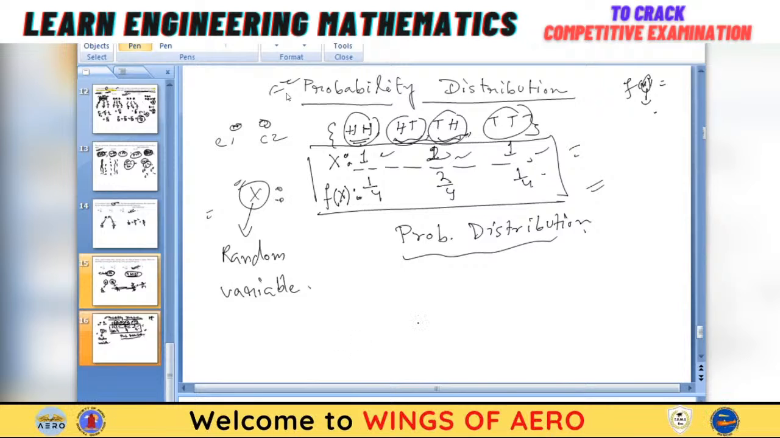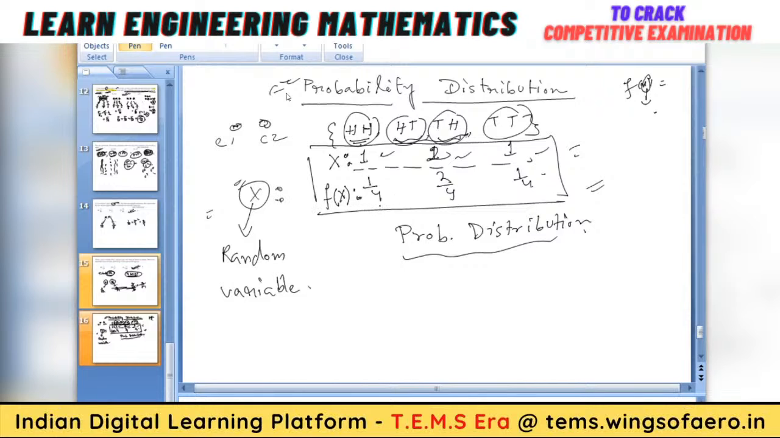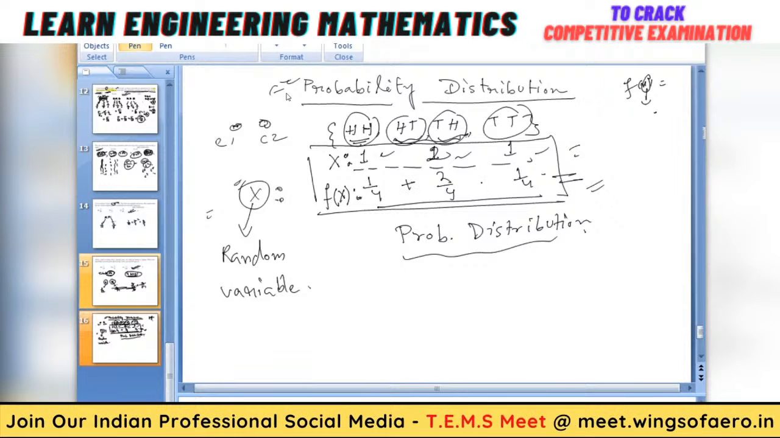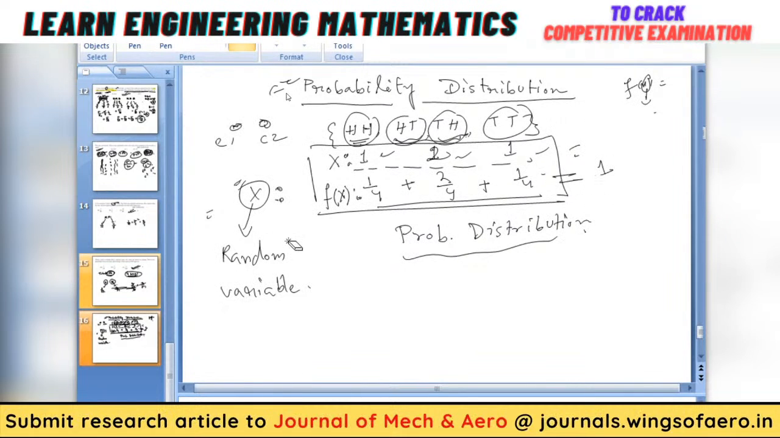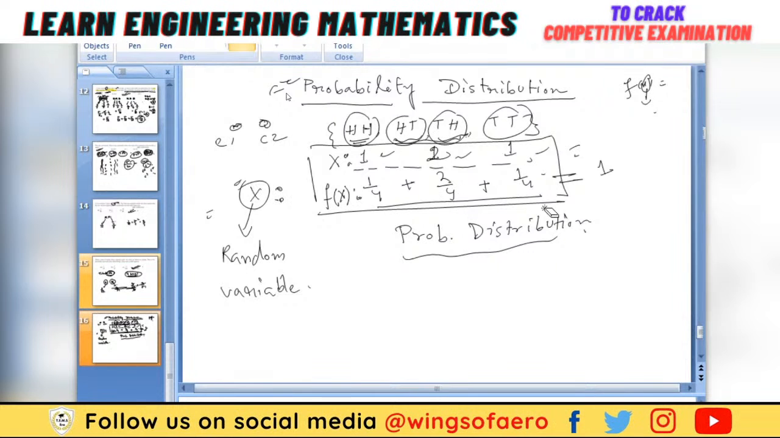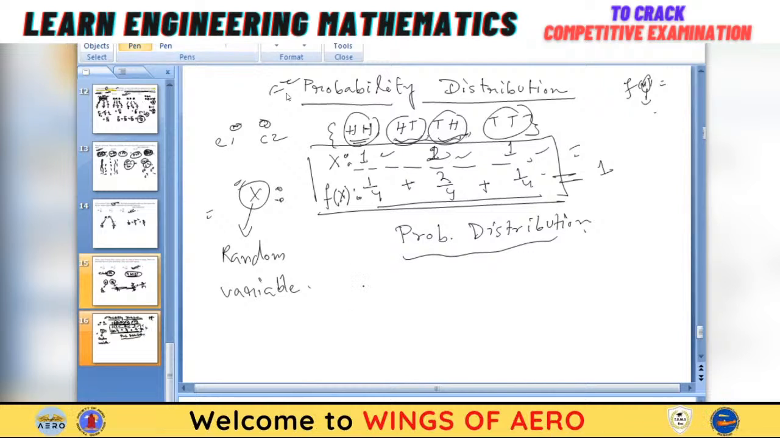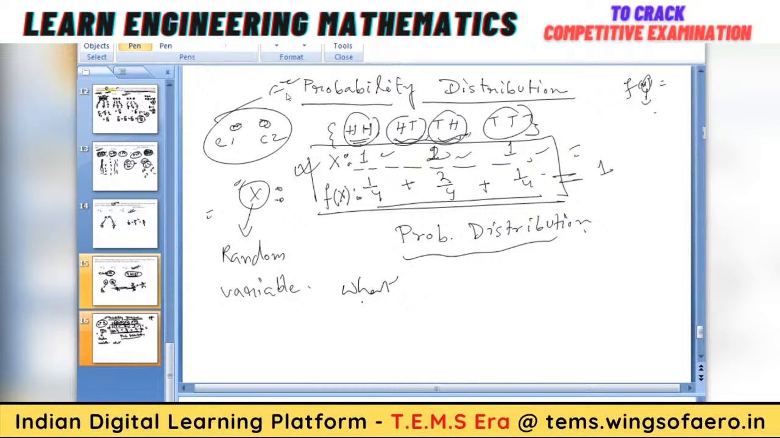Okay, some very nice properties. If I add all these probabilities, it will be 1. Look at this. In any case, it will be 1. 1 by 4 plus 2 by 4 plus 1 by 4, if I add, this will be 1. Similarly, this is the probability distribution for two coin tossing.